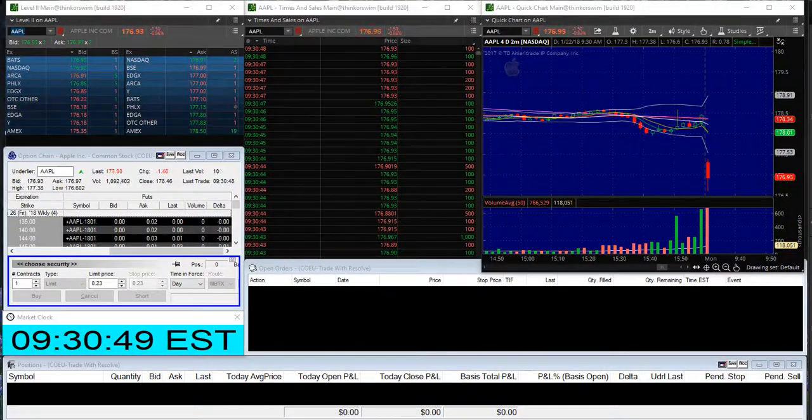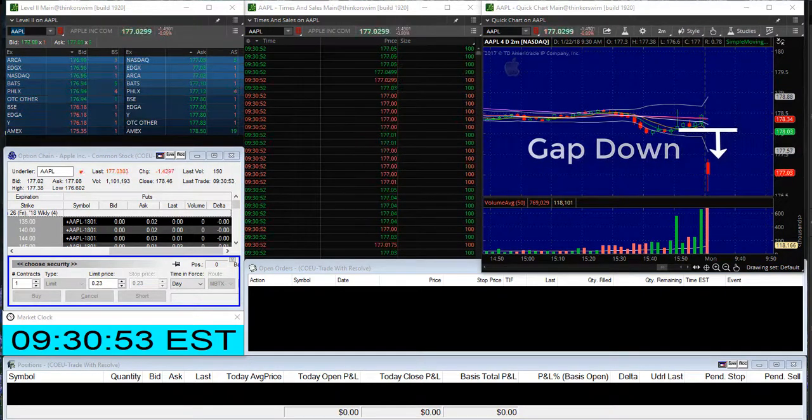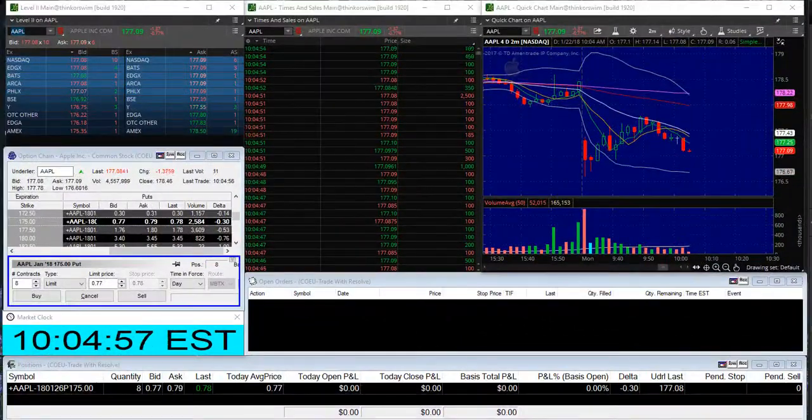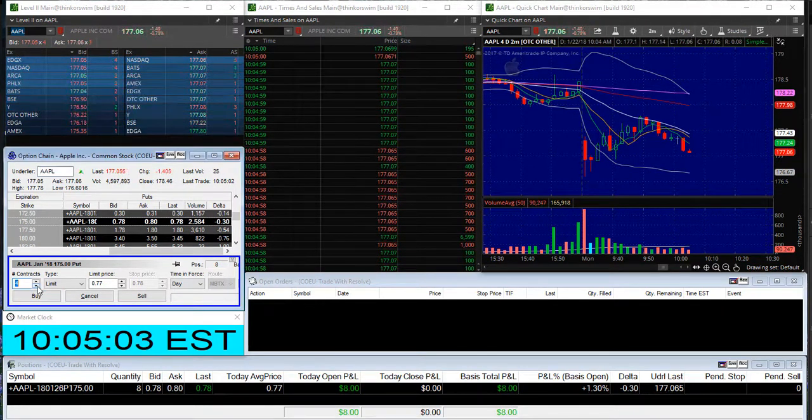So I'm currently watching Apple here. We had a gap down this morning, so I'm just going to wait for the ideal setup and then I will look to put on a position. So I am now in the trade. I bought 8 put contracts at 77 cents and I am looking for the price of Apple to continue lower. Let's see what happens.